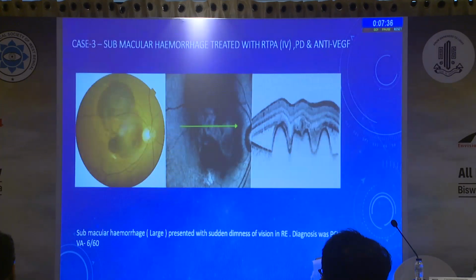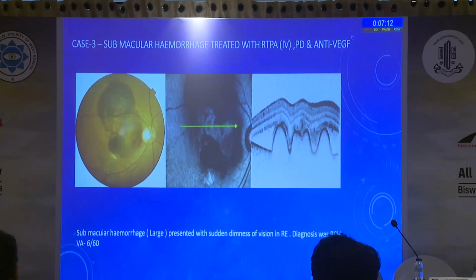patient. Now this is a case of a submacular hemorrhage, quite a large one, and seeing the OCT, it can be diagnosed as a case of a PCV, with multiple PEDs, notched PEDs. So we planned for intravitreal tPA, pneumatic displacement with anti-VEGF, considering this as a case of a PCV.